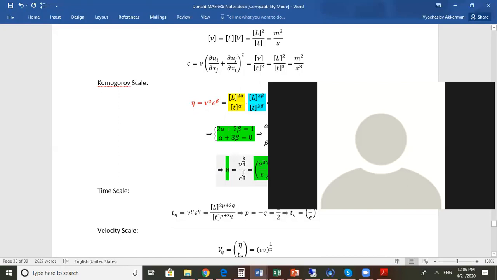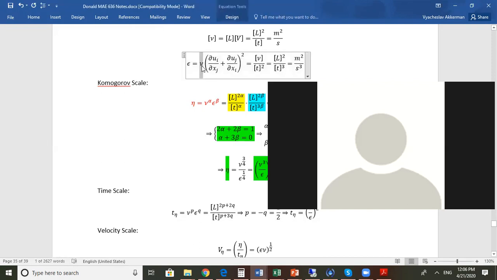So, yes, please. Dr. Ackerman, one question. It might be a silly thought, but while Kolmogorov tried to find the relation between this scale with viscosity and dissipation rate, I was thinking that dissipation rate itself contains this kinematic viscosity term over here. Yes, it's still here. So why is he still using nu to the power alpha times epsilon to the power beta? Because epsilon itself contains the viscosity, right?